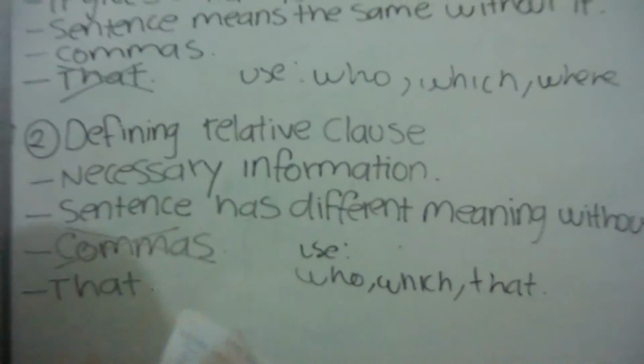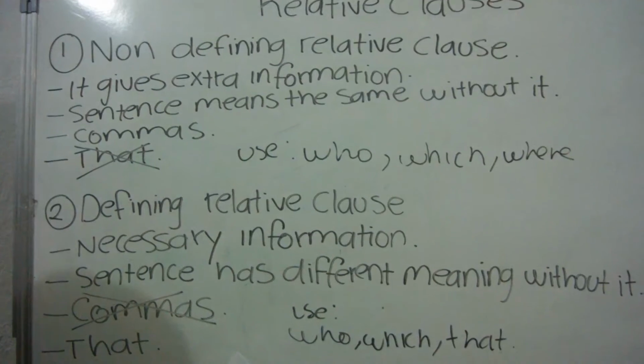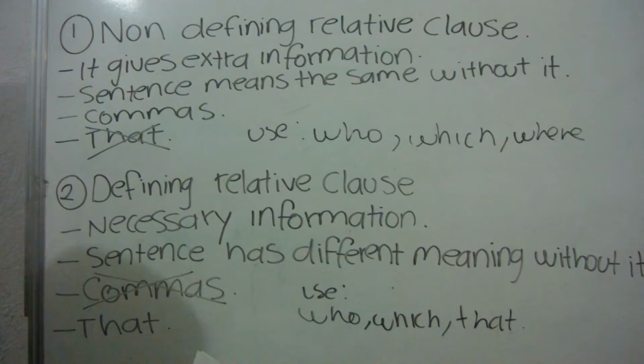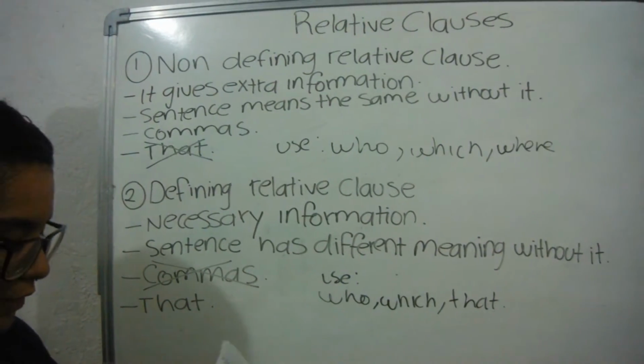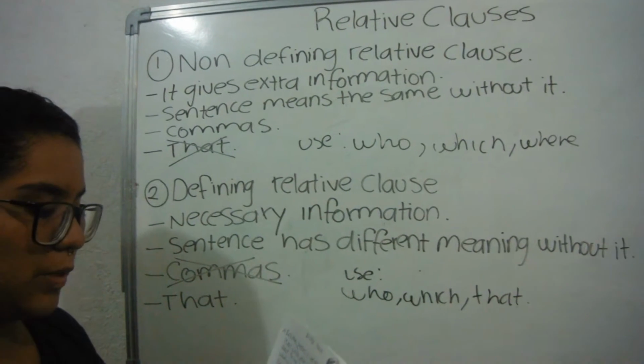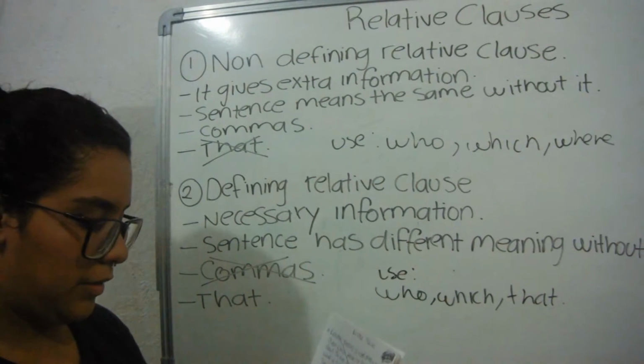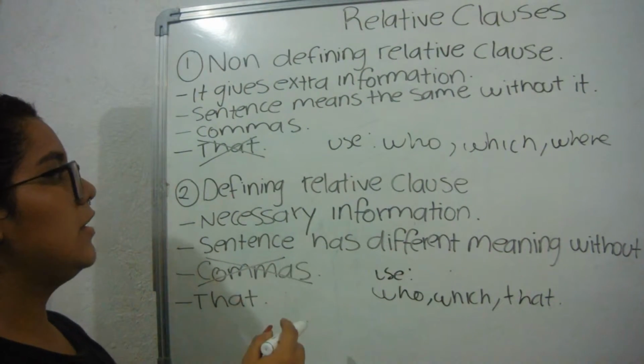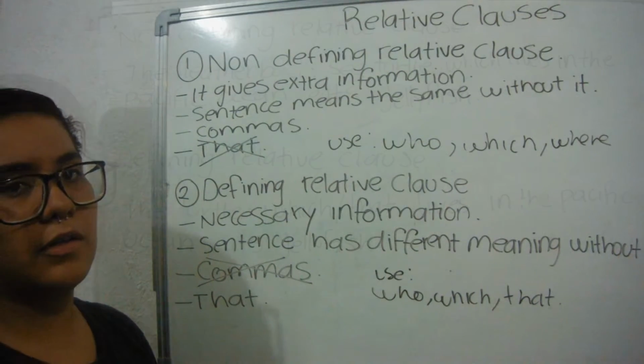In the non-defining relative clause it gives extra information about something, and in the defining relative clause it tells you which noun we are talking about, and the noun in this clause is very important.